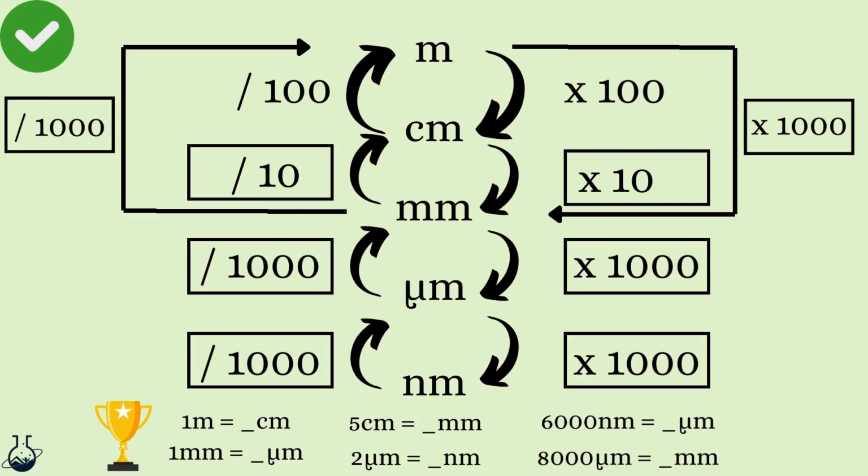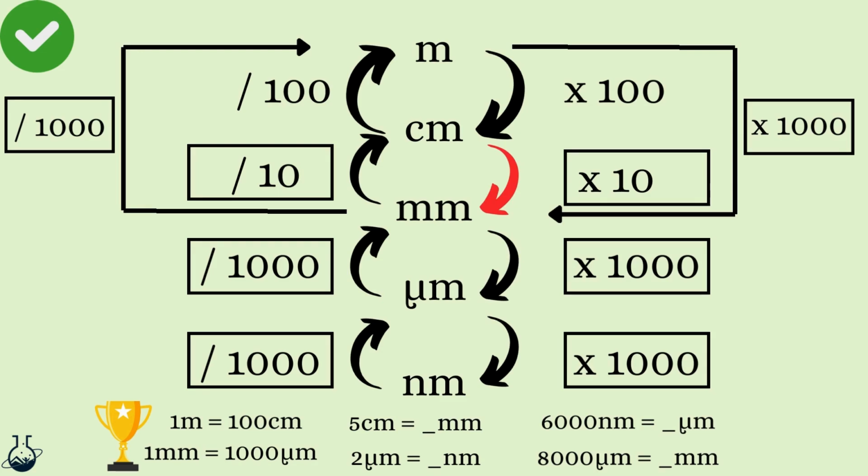If you haven't already, pause the video again to use this to try the challenge. Otherwise, we'll go through the answers for this now. So 1 metre to centimetres is this jump here, which we can see is times 100. So 1 metre is 100 centimetres. 1 millimetre to micrometres is this jump here, which is times 1000. So 1 millimetre is 1000 micrometres.